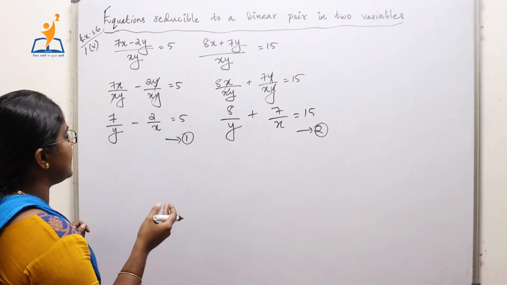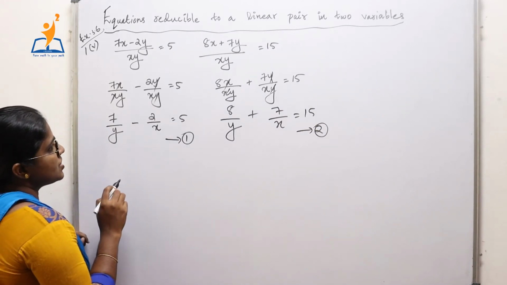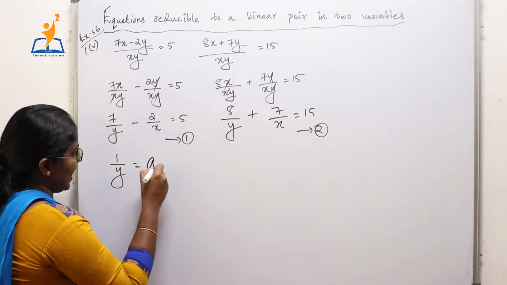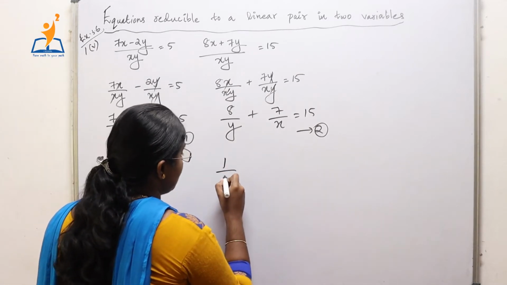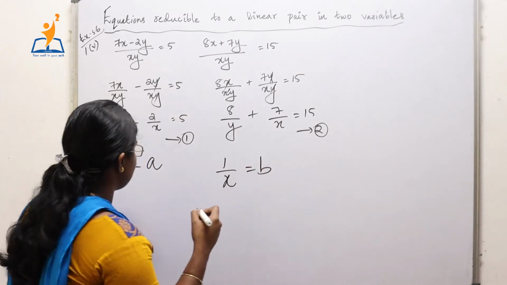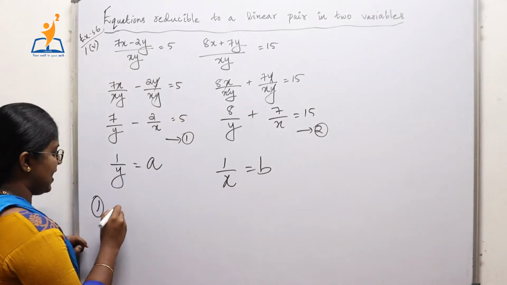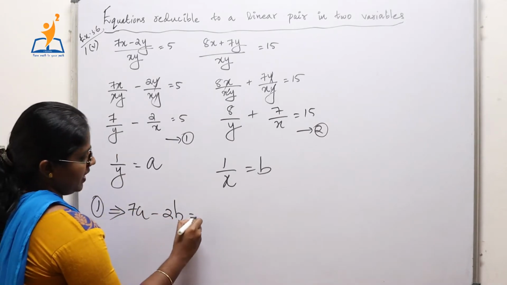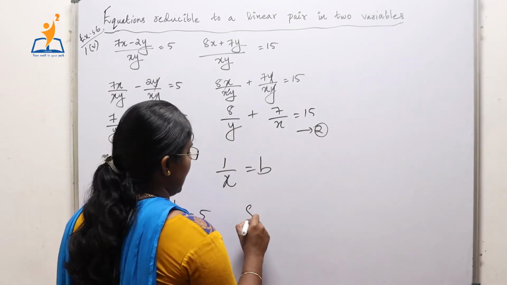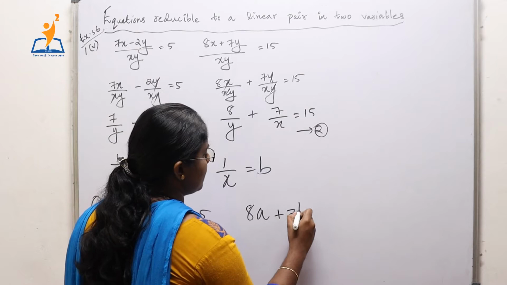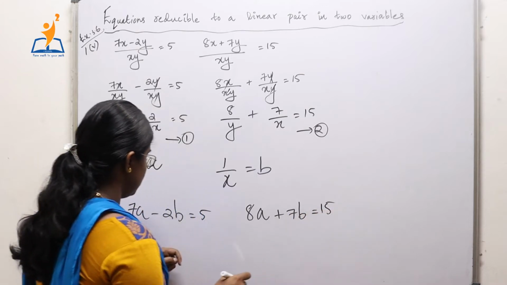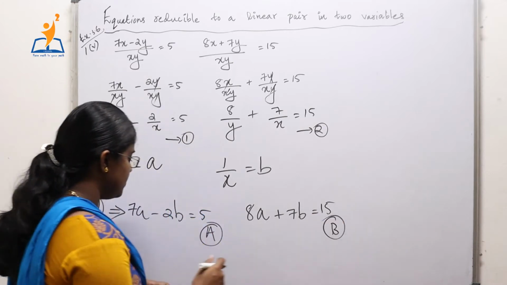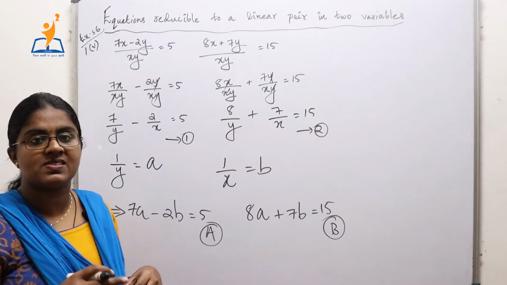So in order to make them linear, I am going to give some substitutions, that is 1 by y is equal to some a and 1 by x is equal to some b. So equation number 1 will become like this, that is 7a minus 2b equals to 5, and again 8a plus 7b is equal to 15. So this is our equation number a and this is our equation number b. So we got two linear equations in two variables.